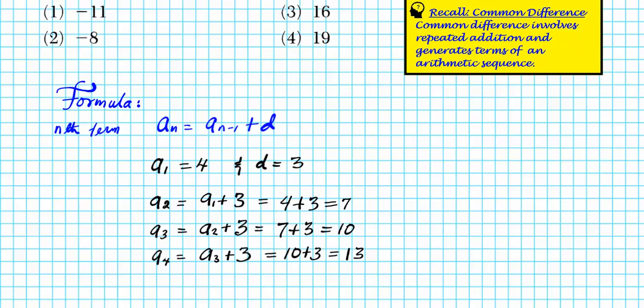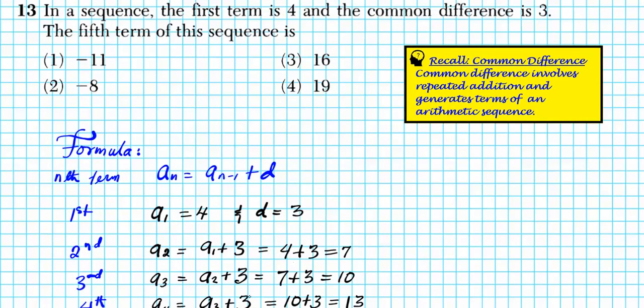So do you see the pattern here? We are adding 3 over and over again, right? That's what an arithmetic sequence is, where every term differs from the previous by a constant value known as your common difference. Okay, so a4 is 13. Add 3 to that, you get your fifth term, which is 16. So this is our first term, second, third, fourth. We're asked to find the fifth term, which is this one right here. Okay, so our answer is option number 3.